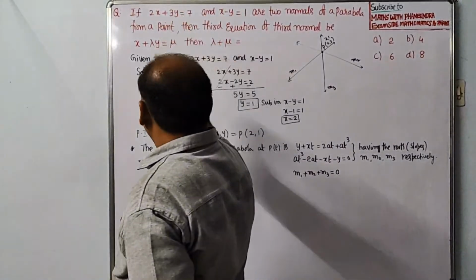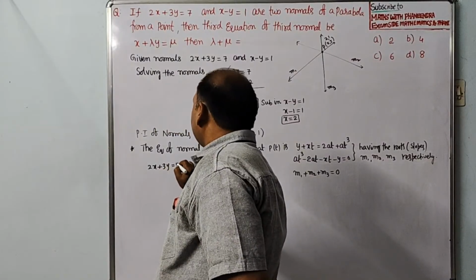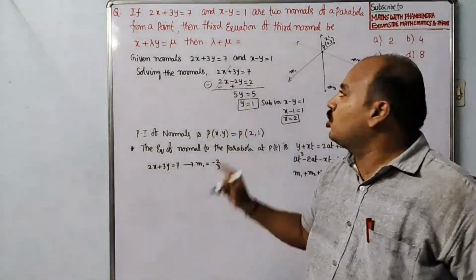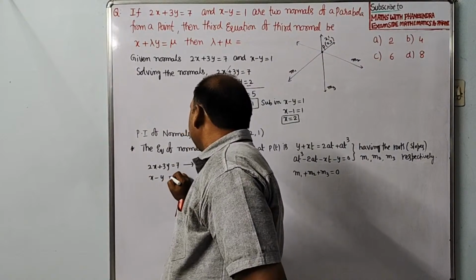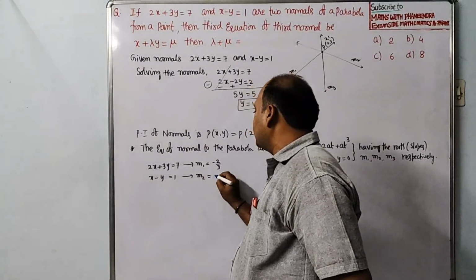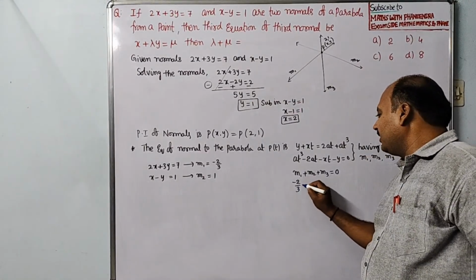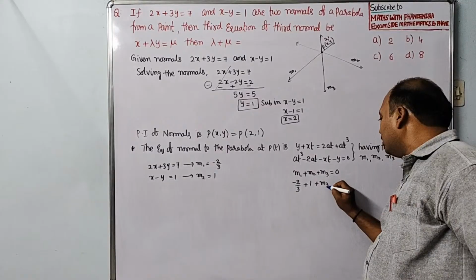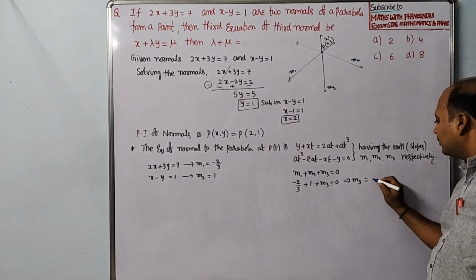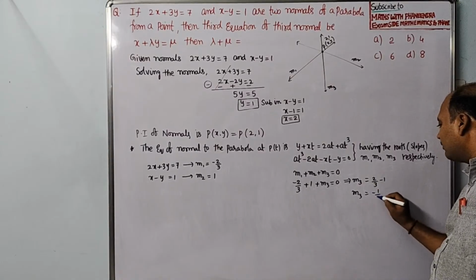For the first normal, 2x plus 3y is equal to 7, whose slope is m1 equal to minus 2 by 3. The slope of the second normal, x minus y is equal to 1: m2 equal to minus x coefficient by y coefficient, that is 1. So minus 2 by 3 plus 1 plus m3 is equal to 0. So that implies m3 equal to 2 by 3 minus 1. So m3 equal to minus 1 by 3.